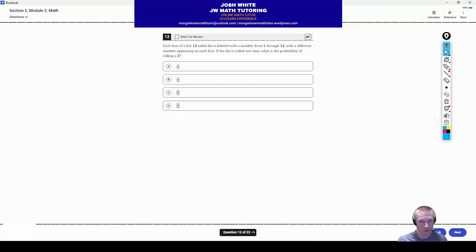Next, on number 12, we have a basic probability question here. So you have a 14-sided die. What's the probability of rolling a 2? So there are 14 total sides, so the total number of outcomes goes on the bottom, which would be 14. And how many favorable outcomes are there? Well, there's only one 2 on the die because it says each side is numbered from 1 to 14.